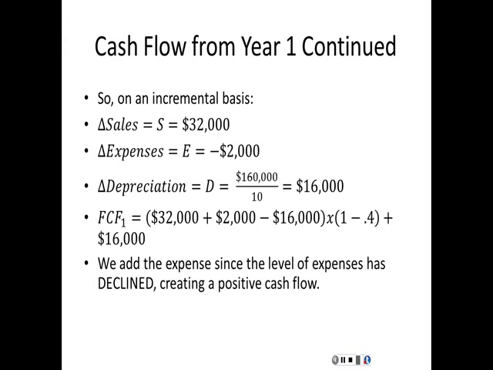So we plug our numbers into our free cash flow equation. Notice it's plus $2,000 on the expense part of the equation because we've reduced expenses. So basically it's a negative minus a negative, so that becomes a positive.